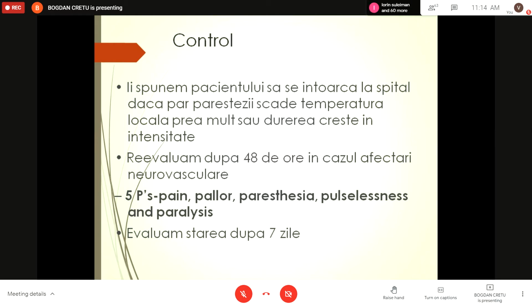We always reevaluate them at 48 hours. Pay attention to the 5 Ps: pain, pallor, paresthesia, pulselessness, and paralysis. Those are the most important signs of the compartment syndrome. We evaluate them again after 7 days.